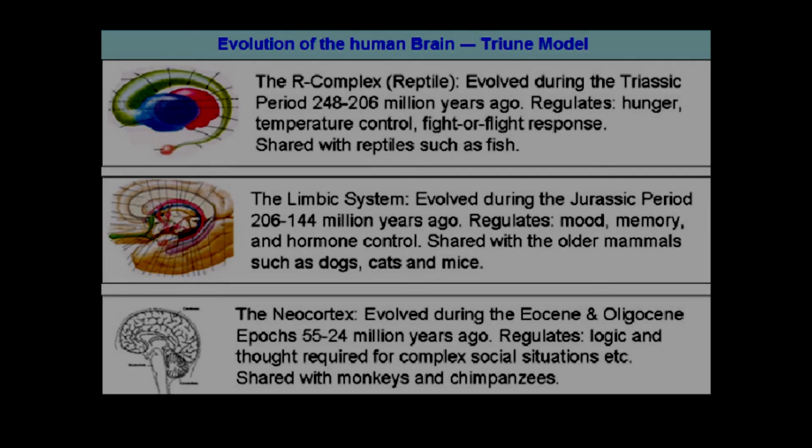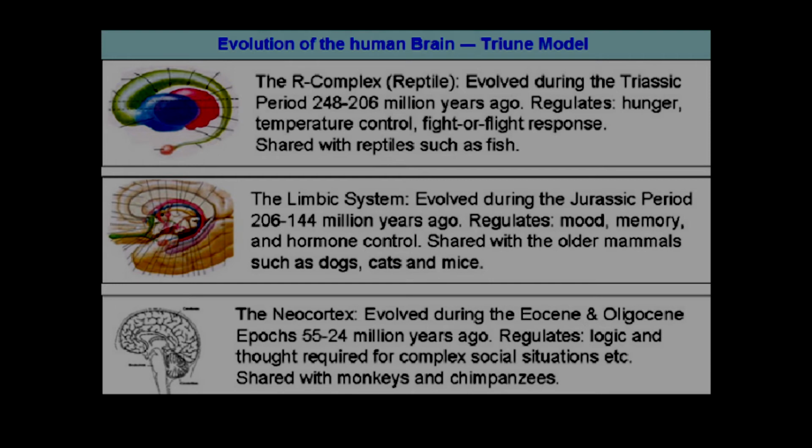Now, let's put some numbers to the evolutionary brain, and we're going to look at the top here, the R complex. The reptile evolved during the Triassic period, 248 to 206 million years ago, regulates hunger, temperature control, fight or flight responses, shared with reptiles such as fish. Now, that's a long time ago. Let's say ballpark it at 225 million years. So our brain is a very old, evolved machine.